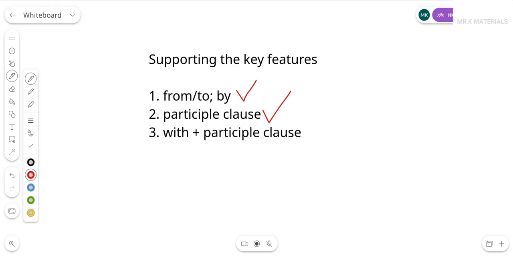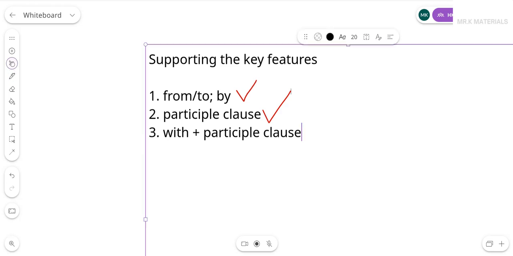Usually in one writing task, you will have up to 10 key features. And supporting every single key feature with from, to, or by may look a little repetitive. Alright, let's start breaking it down when it comes to participle clauses.